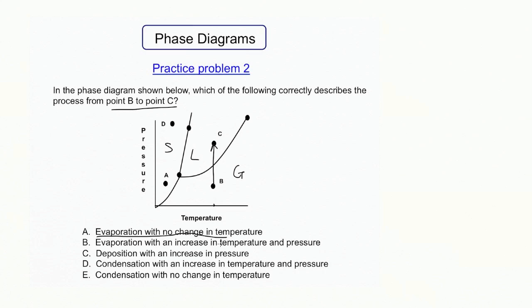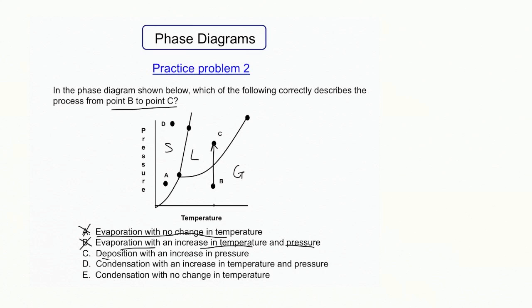Well, no change in temperature, this is right, but is that an evaporation? From gas phase to liquid phase, this is condensation, so A is not right. B, evaporation with an increase in temperature and pressure. Well, pressure is increasing, but are we changing the temperature? Absolutely not, so B is not quite right.